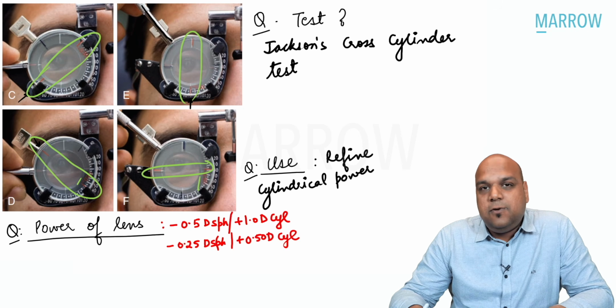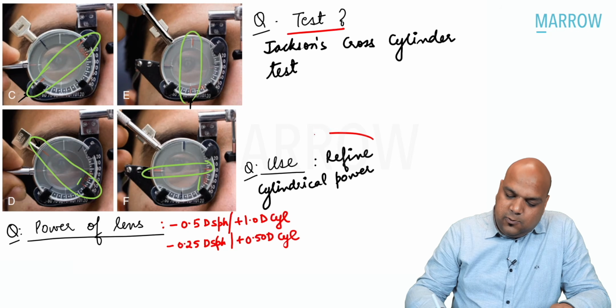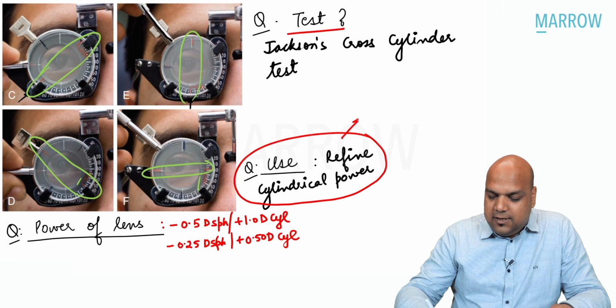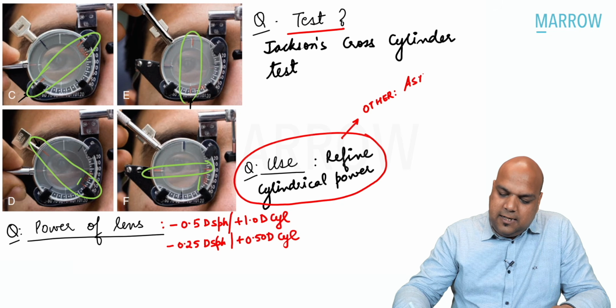If this image confused you, please remember that there is another test which is used for refining the cylindrical power. Which other test is used for refining the cylindrical power? Very simple name, very simple name. Yes, that is called the astigmatic fan test.